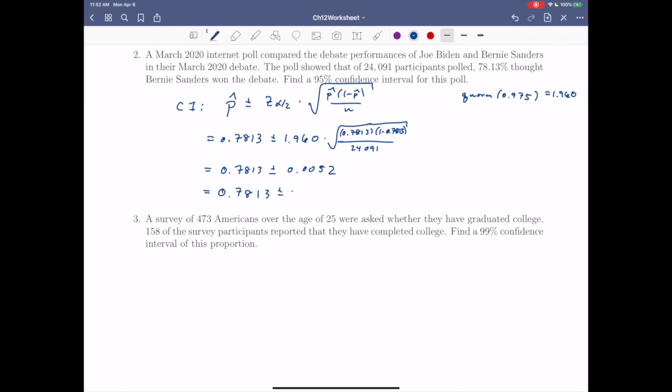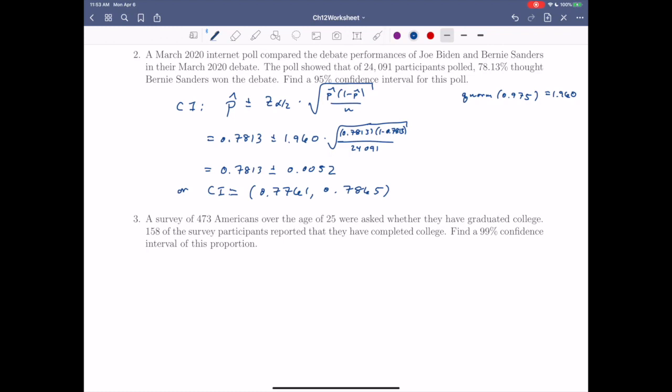I meant to write this as an interval. Okay, 0.7813. You could also write this as a confidence interval, where the confidence interval is 0.7761 to 0.7865. So you can be 95% confident that the population proportion of people that thought that Bernie won the debate is between 77.61% and 78.65%. That's what that tells us.